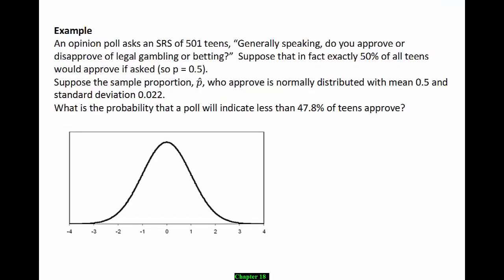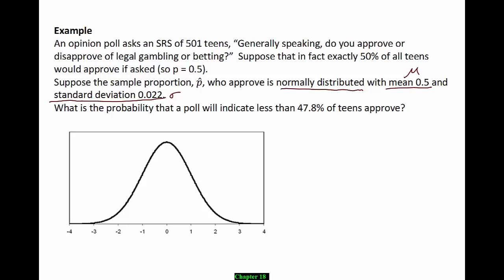For example, let's suppose that an opinion poll asks a simple random sample of 501 teens, generally speaking, do you approve or disapprove of legal gambling or betting? Suppose, in fact, that 50% of all teens would approve if asked. So p, the true proportion, is 0.5. Suppose the sample proportion p hat who approve is normally distributed with a mean of 0.5 and a standard deviation of 0.022. So this is our mu, and this is our sigma. What's the probability that a poll will indicate less than 47.8% of teens approve?